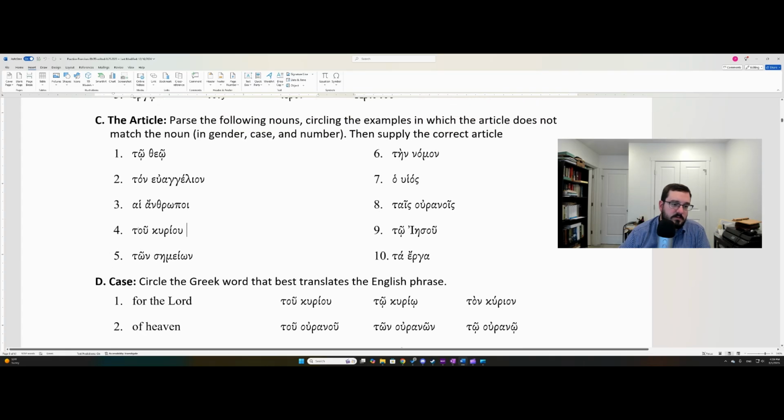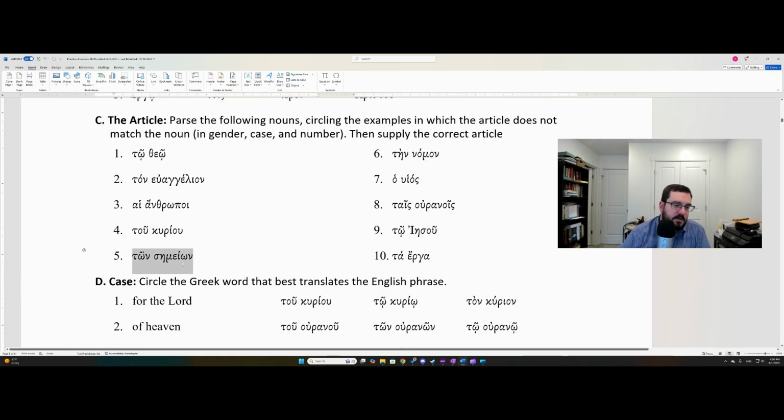Tou kuriou. Well, we've got that omicron upsilon diphthong here. We've got it here. And you might be inclined to say this is a match, and you'd be right. Of the Lord. That's what this means, of the Lord. So we've got tou kuriou. It's a match. It's a masculine genitive singular.